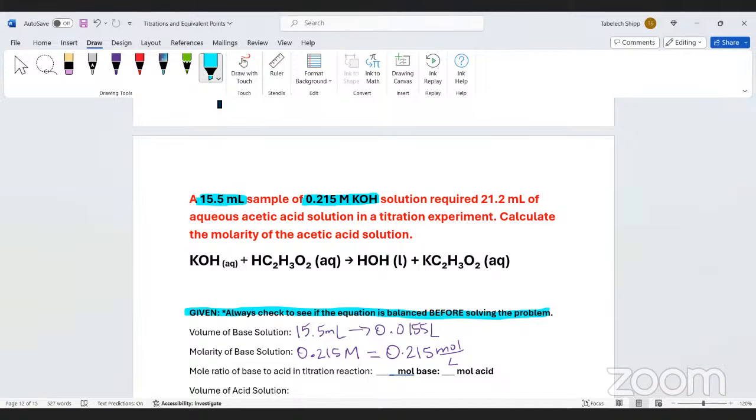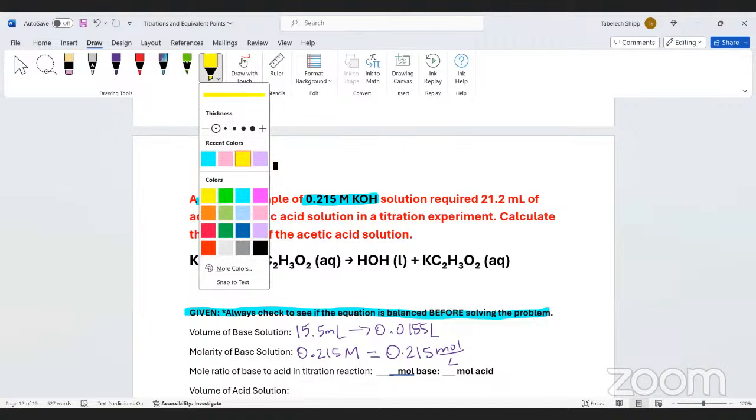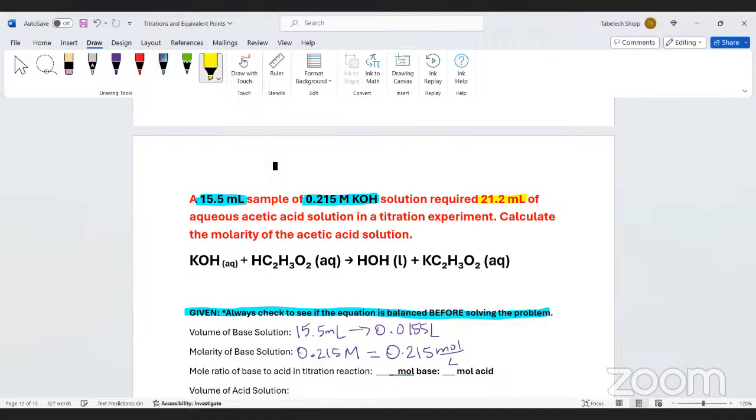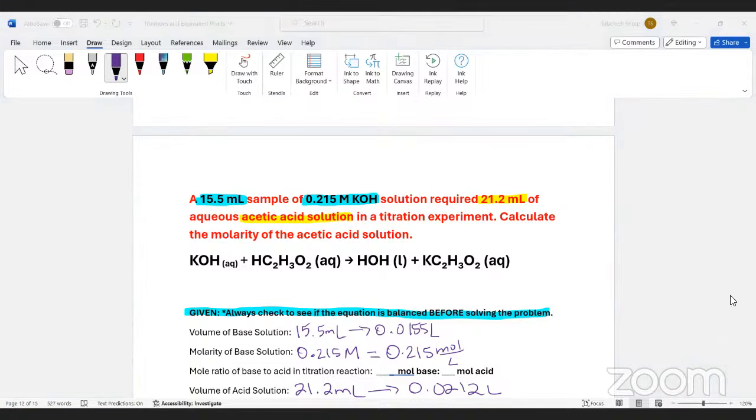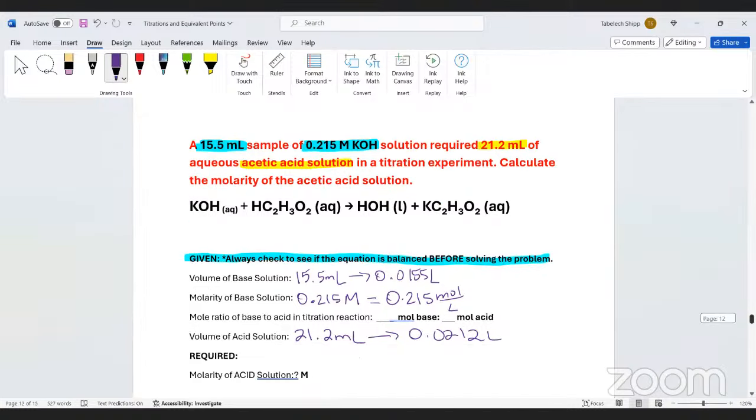Now, going back to the numbers that they've given us, they also told us in the problem that 21.2 milliliters of an aqueous acetic acid solution is also provided, okay? So that 21.2 milliliters is the volume of the acid. Again, convert that to liters, okay? When it comes to molarity calculations, your molarity must include liters. Your volumes, rather, must be in liters.